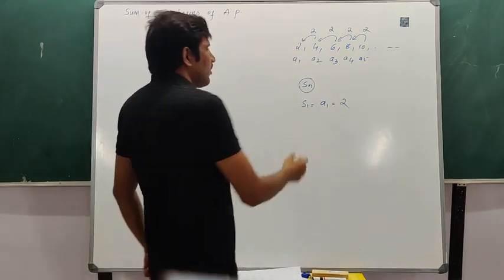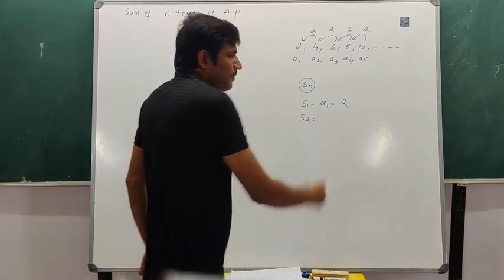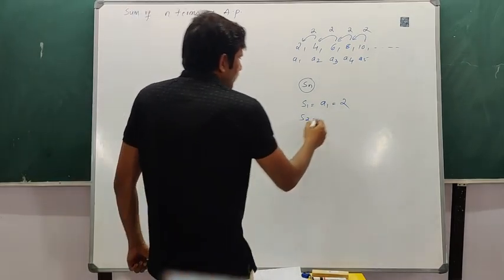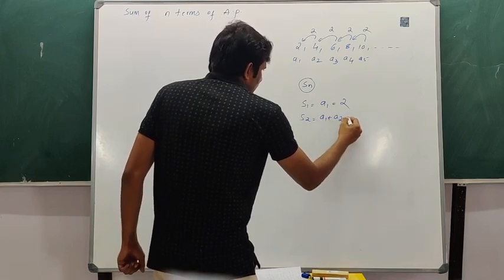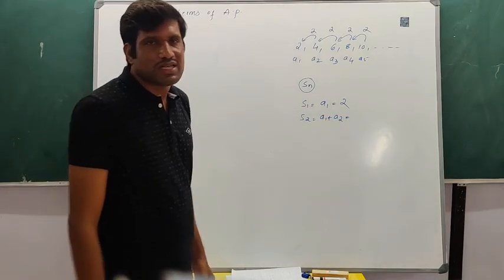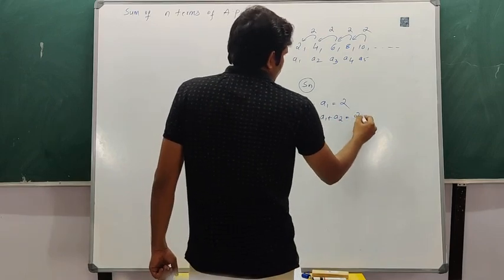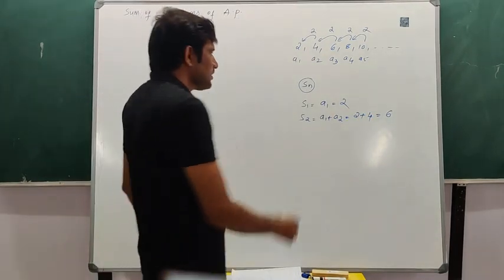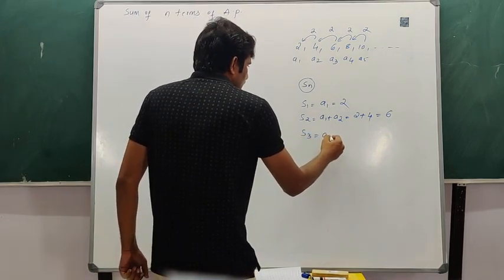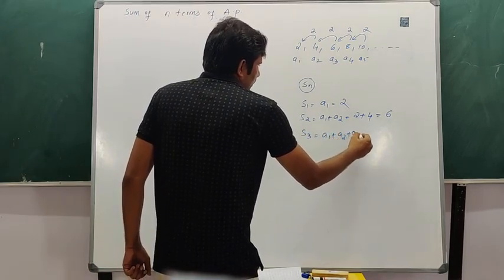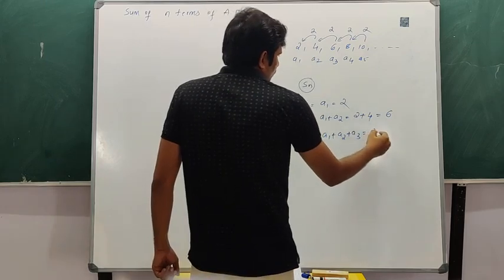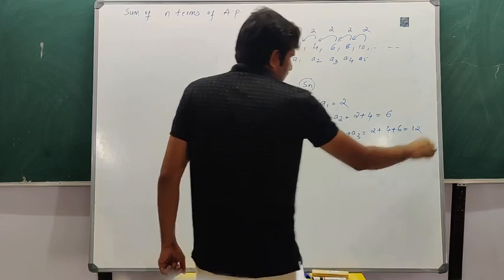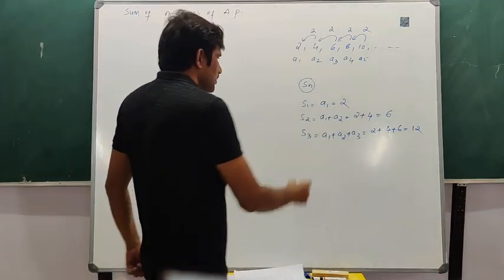So what is the sum of the first two terms? That is represented by S2. S2 is the first term plus the second term. The first term is 2, the second term is 4. What is 2 plus 4? It is 6. So what is S3? It is the sum of the first three terms, that is A1 plus A2 plus A3. That is 2 plus 4 plus 6. So how much is it? 12. Right?